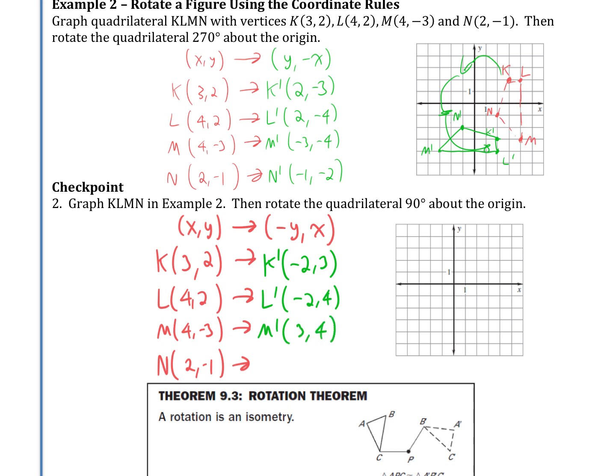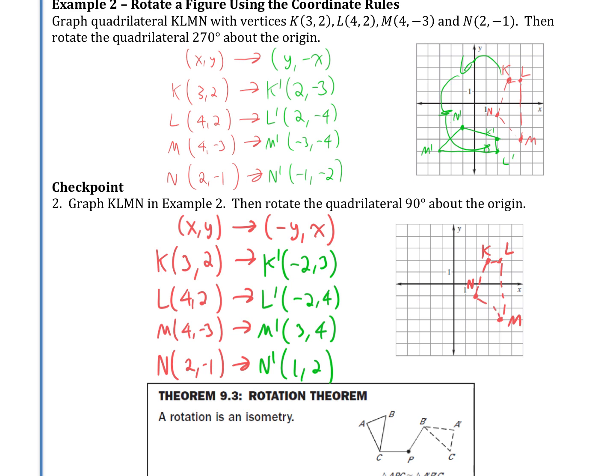And let's see here. Yep, and then N prime is going to be 1, 2. So let's graph these. Start with the red one, right 3 up 2. That's K. Right 4 up 2. That's L. Right 4 down 3. That's M. Right 2 down 1. That's N. Dashed lines to show that's the pre-image.